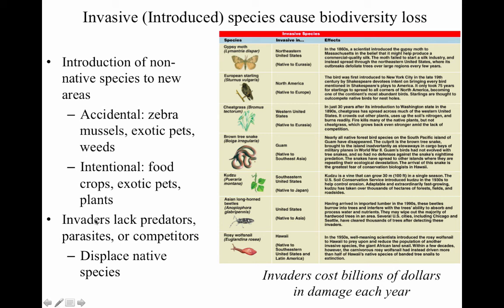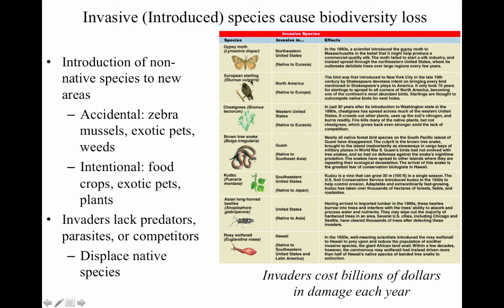And the new species generally do not have predators or parasites or competitors, and they can displace native species. Some examples here: the European starling. When you see these giant flocks of birds, even in New Jersey, and you look at the flock flying through the sky, it looks like there could be tens of thousands in a single flock.